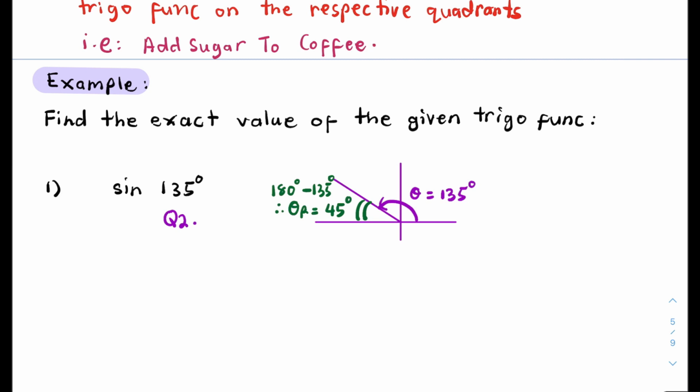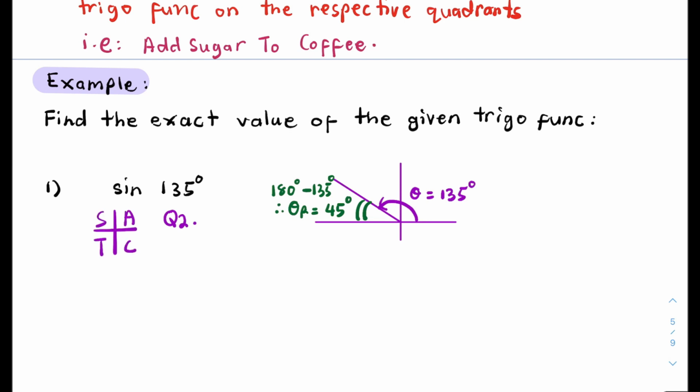Okay, so what to do now? Again, when you want to use the reference angle, you must take note of the values of your trigo function in quadrant 2. So you have to know your Add Sugar to Coffee.